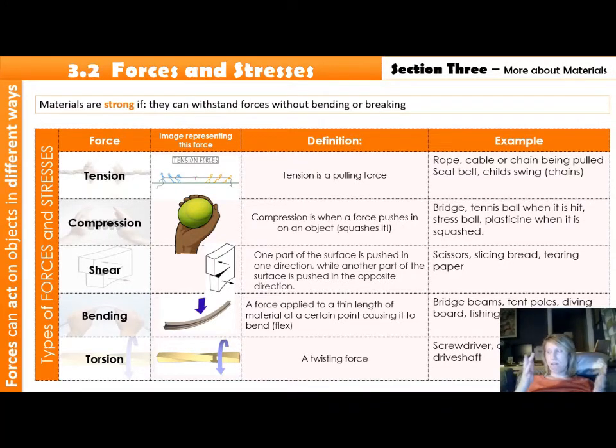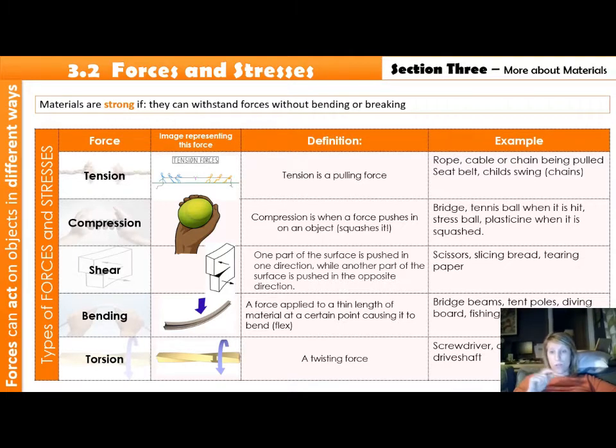Okay, so certain products, like the material that a bridge is made from, you don't want that to be bending, you want it to be maintaining its shape. So we're going to talk through these forces one by one. I'm going to give you some examples and talk really quickly about them. So the first force that you need to know is tension.